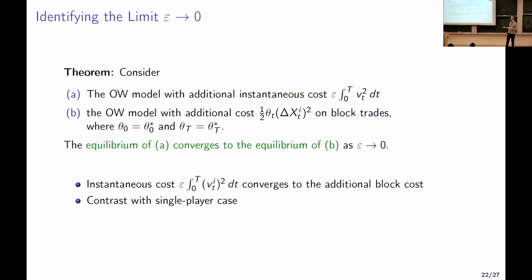What's probably fooling us in the beginning is that in a single player case, when we send epsilon to 0, these quantities actually converge to 0. So we don't have to replace them in the limit somehow.